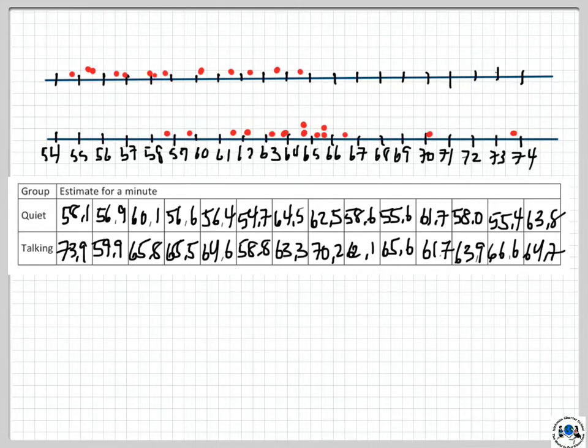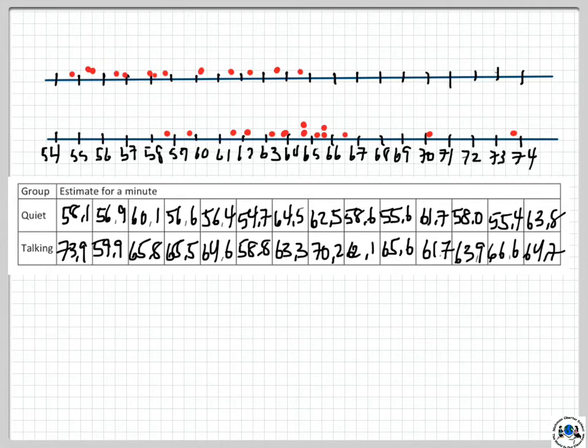There's quite a bit of overlap, as you can see right in this area here. Quite a bit of overlap all over here. Some overlap between the two dot plots.